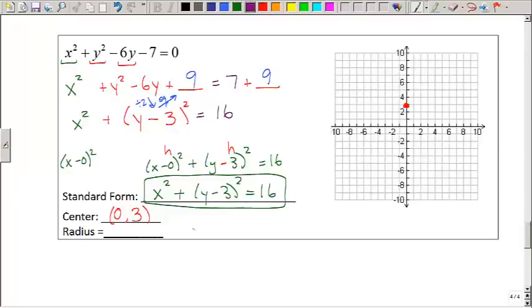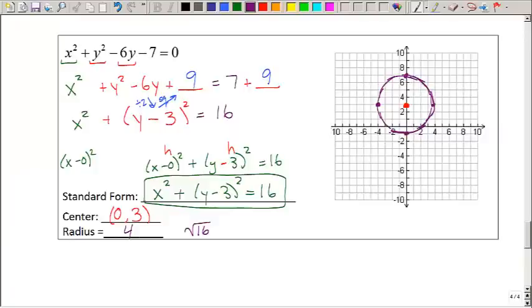To find my radius, I'm taking the square root of r squared. r squared is 16, and the square root of 16 is 4. So I'm going to go up 4, right 4, down 4, and left 4. And then I can make my circular shape. And I have a fairly good circle with a center at 0, 3 and a radius of 4.